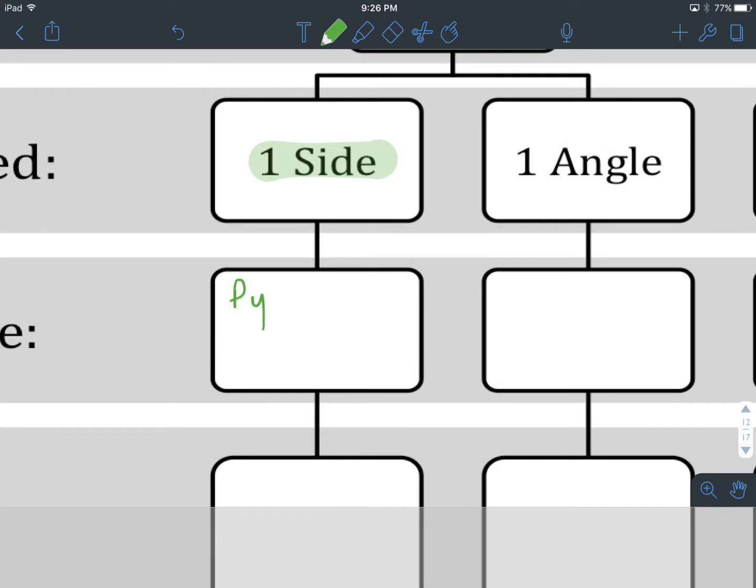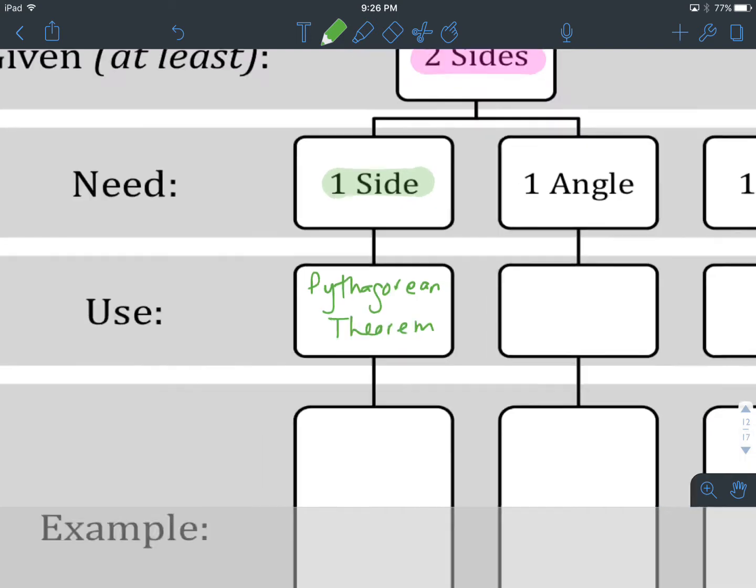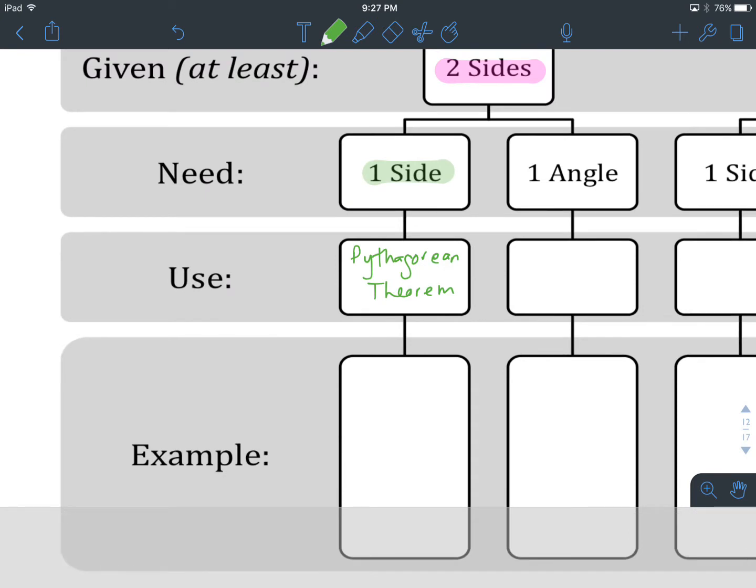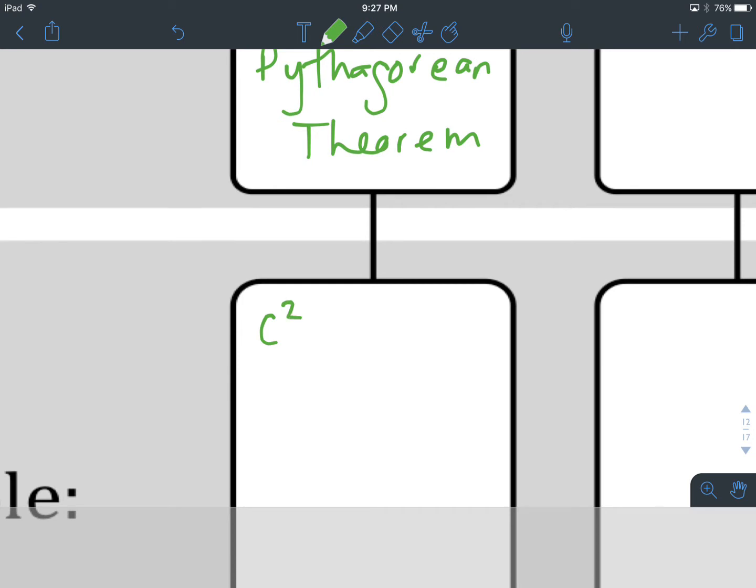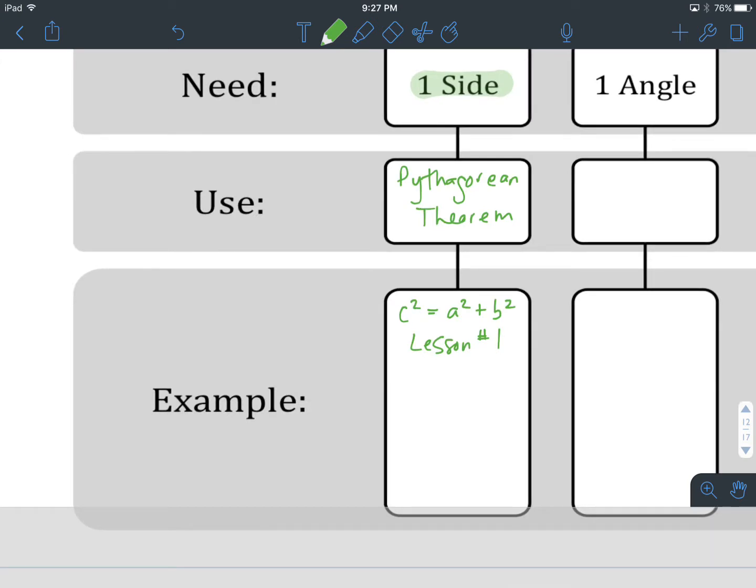So I'll write this in, the Pythagorean theorem. And in terms of an example, what I'd like you to do is go back to the appropriate lesson and write out in here just a little example of how to use the Pythagorean theorem. The Pythagorean theorem itself is c squared equals a squared plus b squared, and that for us was found in lesson number 1. So I'm not going to fill in the rest of that. What I'd like you to do is just fill in an example here so that you have a very specific reference on how to employ the Pythagorean theorem when you're given 2 sides to find the third side of a right angle triangle.